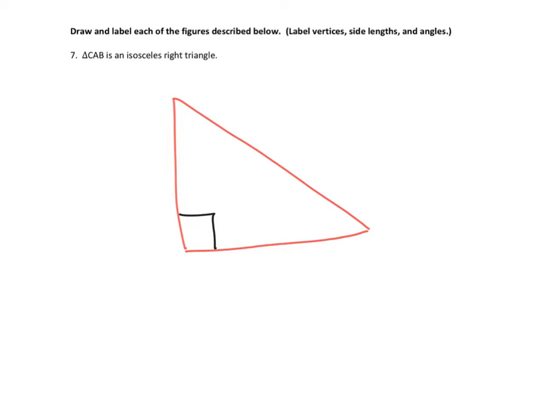Now, things I expect to see, anybody have every bit of this, or I count it wrong. Notice here it says labeled vertices, side lengths, and angles. So you're going to show me that for sure these two sides are equal. And you're going to label it C, A, B. So isosceles and right, that's everything you need there.